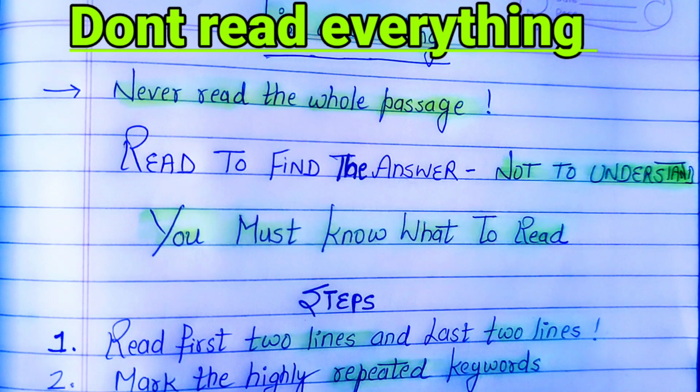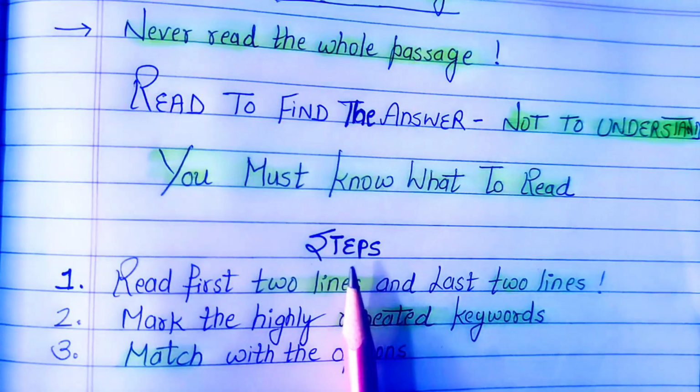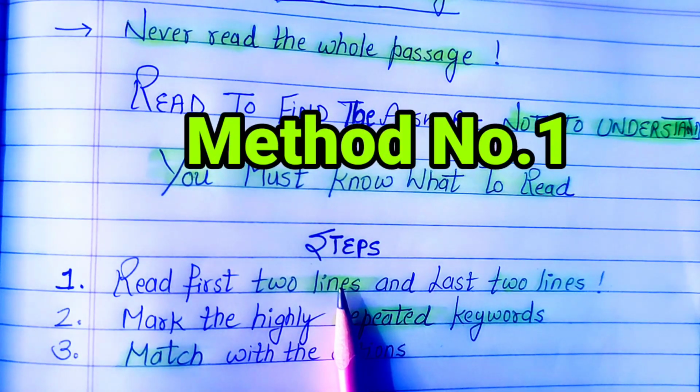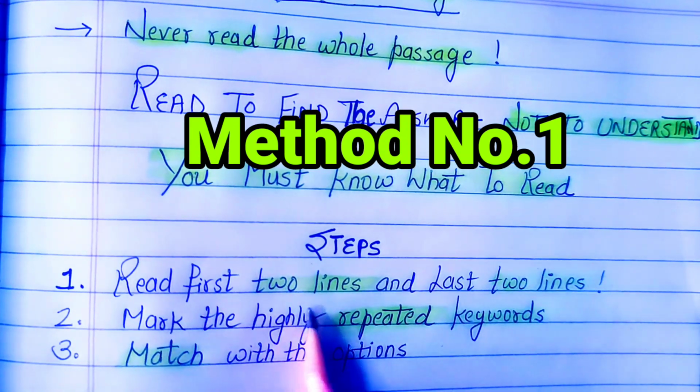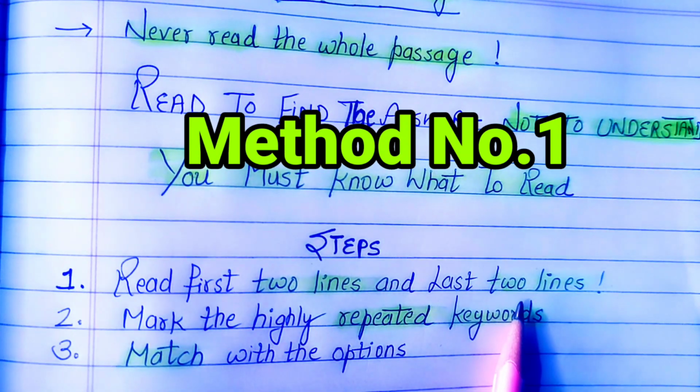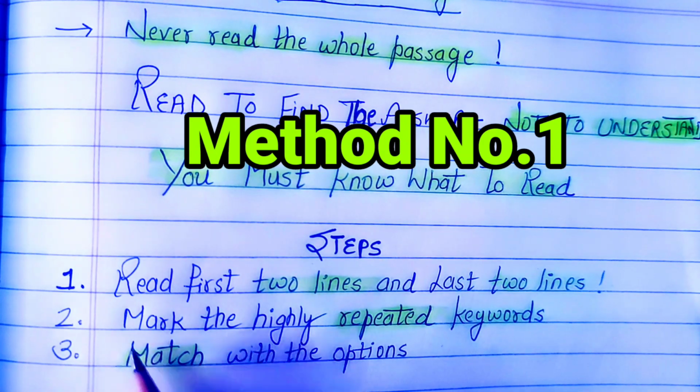Okay, so now let's learn what to read in list of headings. There is a typical method, right? So many tutors online and offline have told this method, and that's what I'm going to tell you. But there are 3 steps you have to follow. So let's start the first step. Read first 2 lines and last 2 lines. You know that, right? I am not telling any new thing. But what is new? The second step.